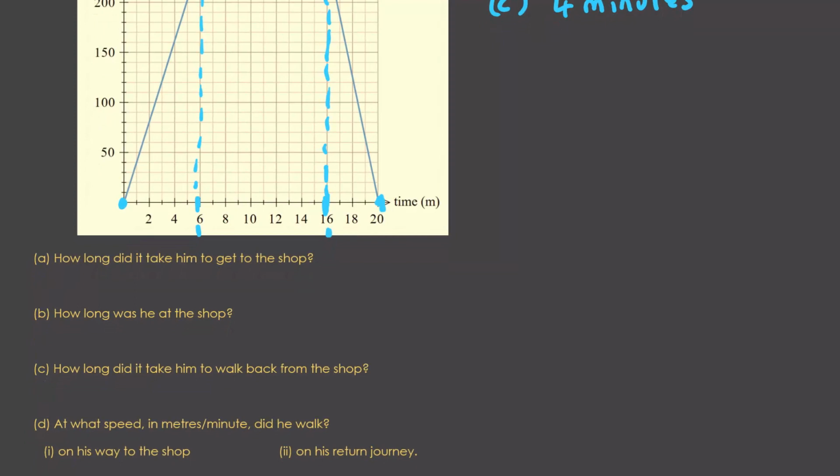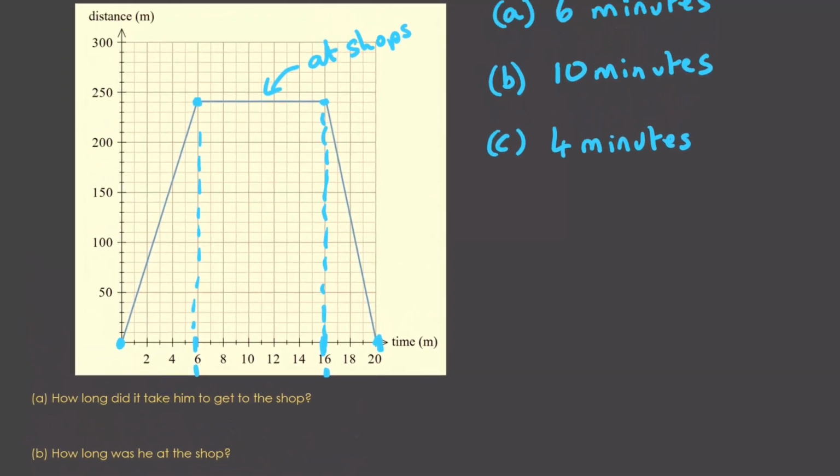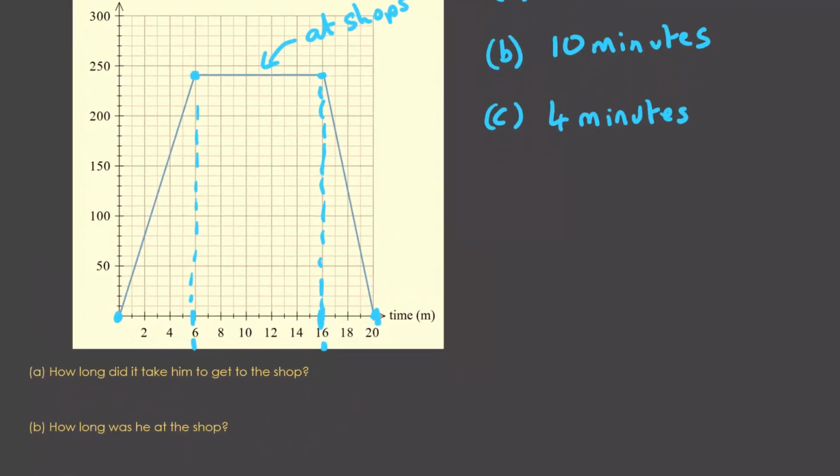At what speed in meters per minute did he walk on his way to the shops and on his return journey? So, on his way to the shops, that is this section. Now we can use the speed, distance, time triangle. Distance is speed times time. We're trying to find speed, so we do distance divided by time.